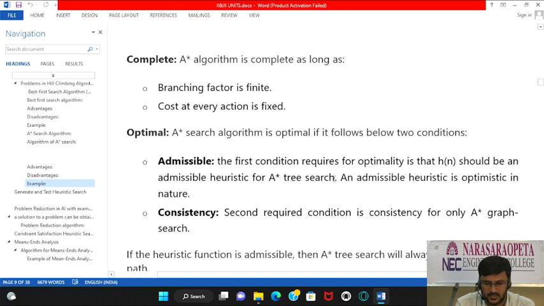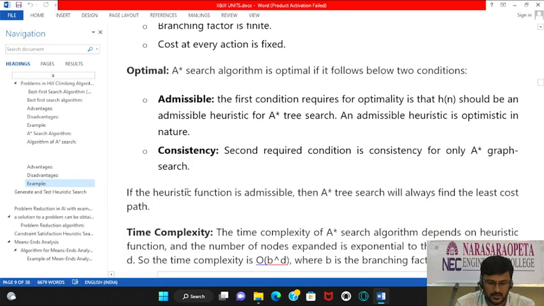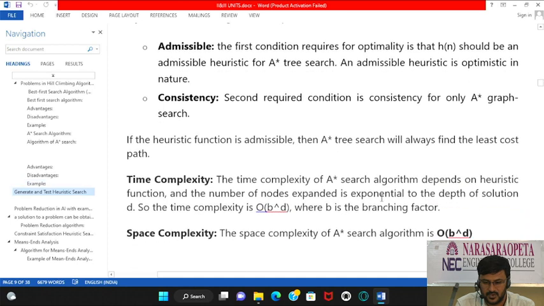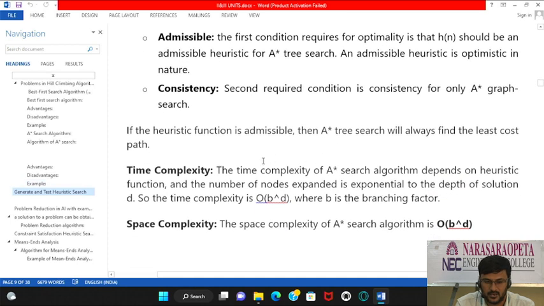So the first condition required for optimality is that h(n) should be an admissible heuristic. An admissible heuristic is optimistic in nature. The second required condition is consistency, which applies to graph search. So if the heuristic function is admissible, A* search will always find the least cost path. The most important conditions are admissibility and consistency.